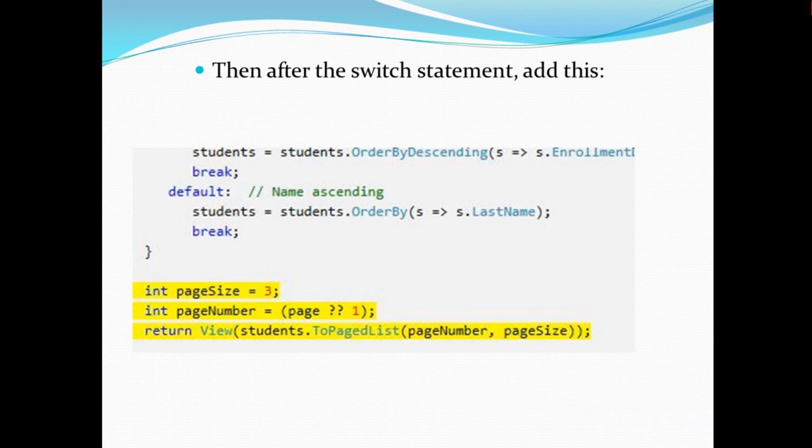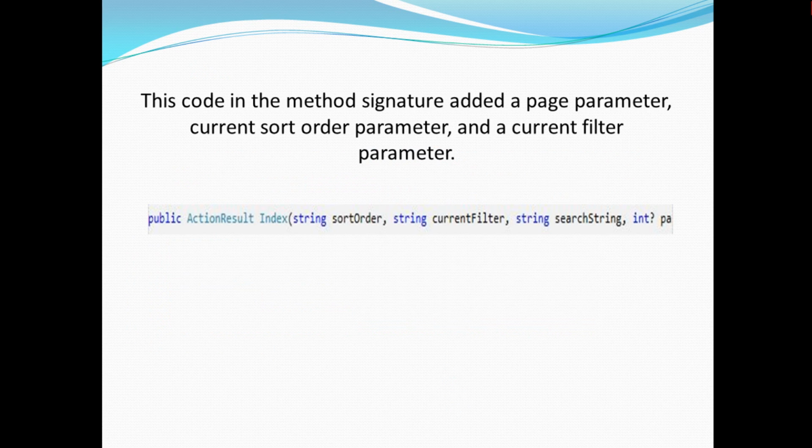After the switch statement, we add page size and page number, and then we return it so that we can see it on the website itself. The code in the method signature added a page parameter, a current sort order parameter, and a current filter parameter, as you can see here.